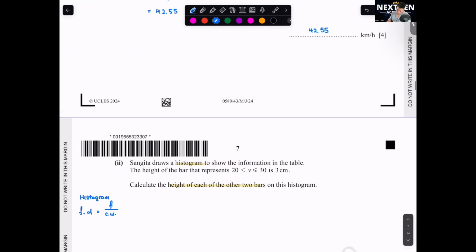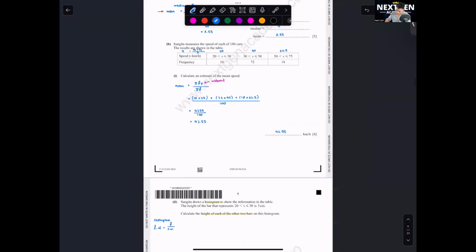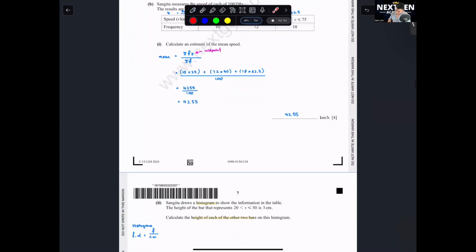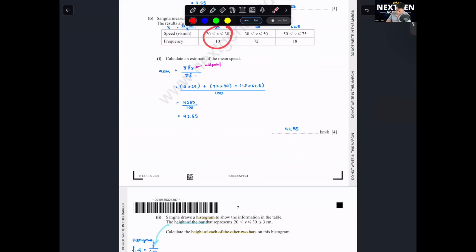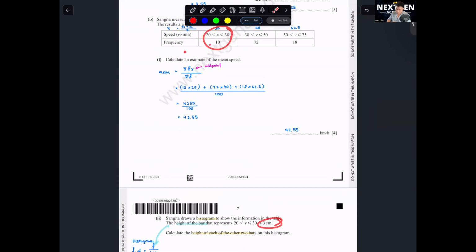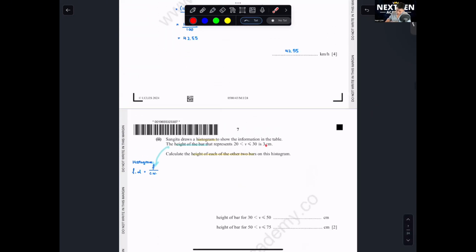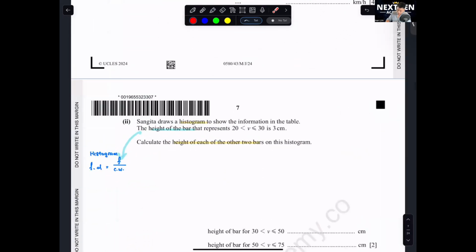All right, let's look at the table that's given to us here. They're saying the height of the bar represents the frequency density. So that means the y-axis is the frequency density. For this part here, it represents 3 cm. So we need to find the frequency density of this first. The frequency density is not the value 3. The representation in terms of the height is the value 3. So I want you all to find the frequency density for all of it first.